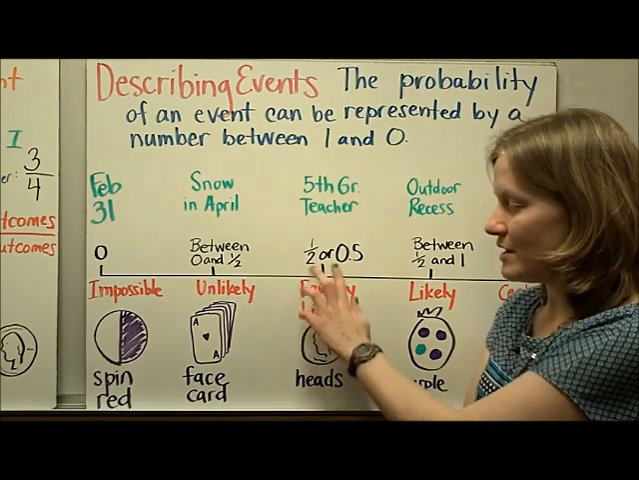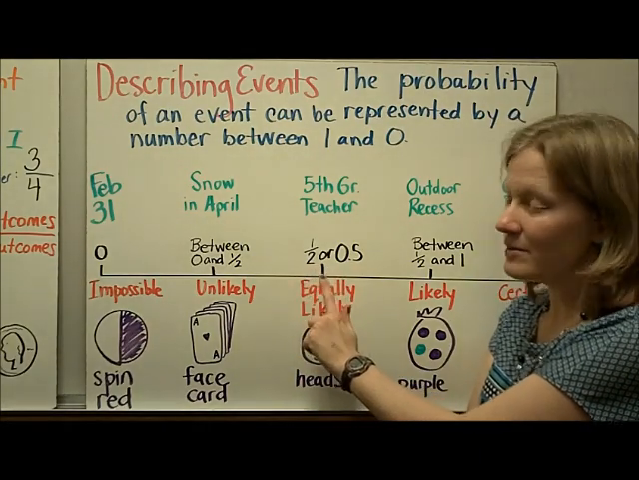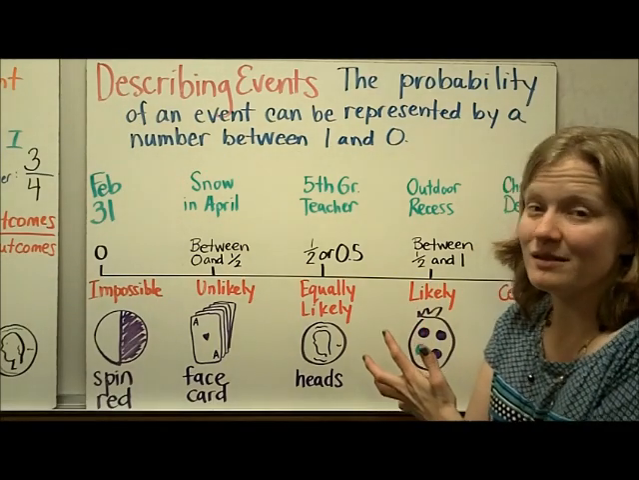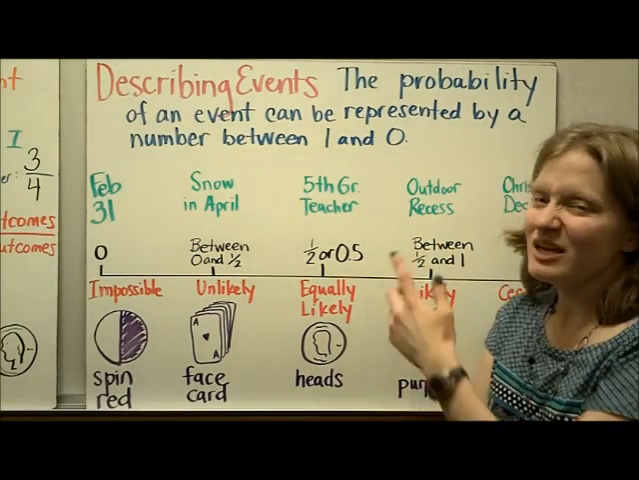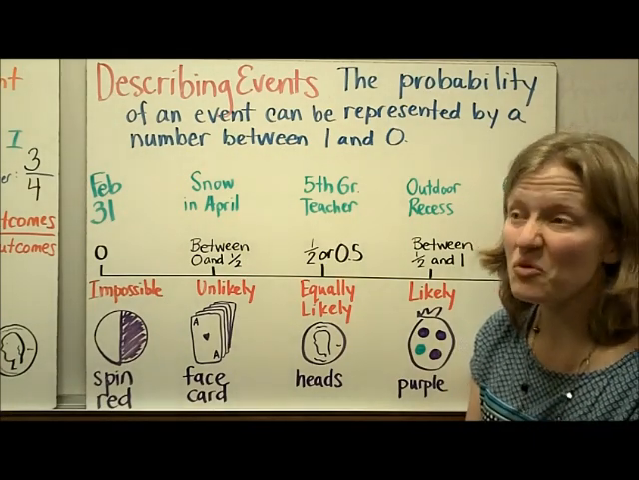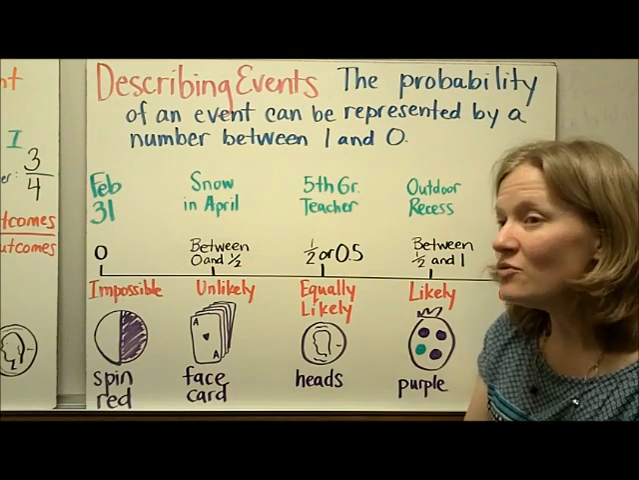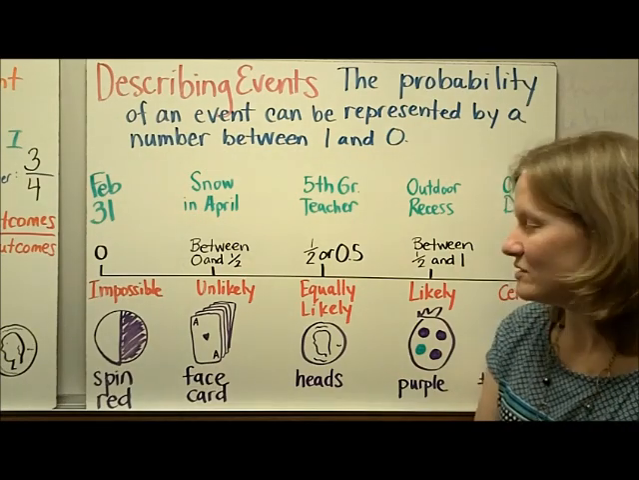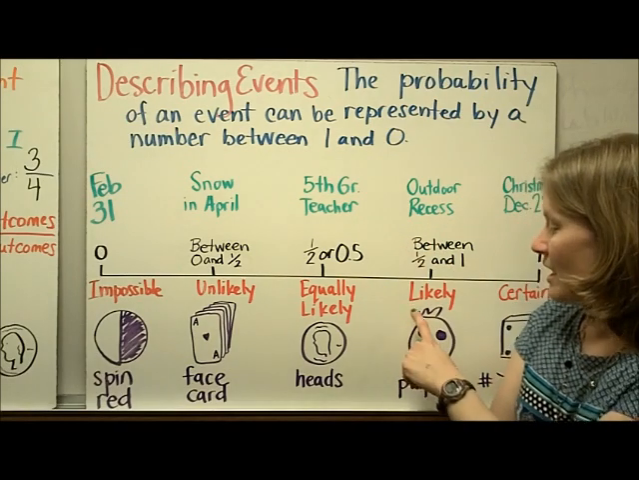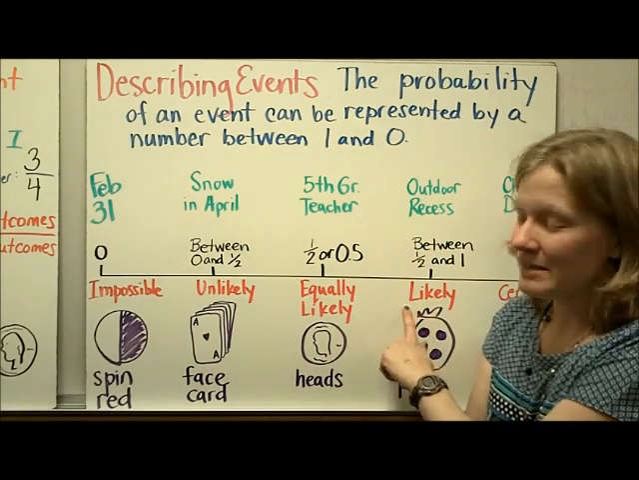Anything that falls between 1/2 and 1, we call likely, or it's a good chance that it's going to happen. It's a good chance that on any given day we're going to have outdoor recess. We have recess outside more than half the time, and fewer than half the time does it actually rain and we have to stay inside. So it's a good chance that you're going to go outside on any given day, and we call that a likely event.